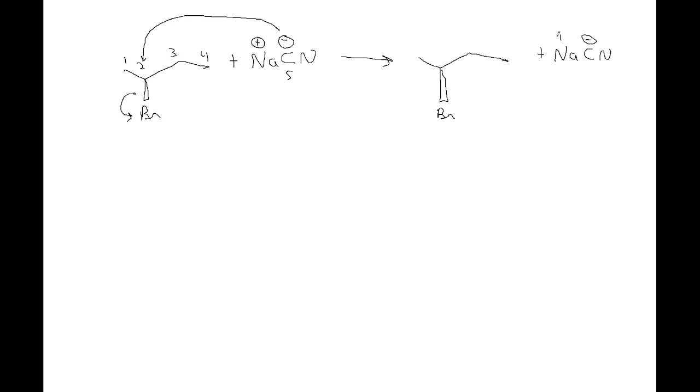So now we need to decide which bonds to form and which bonds to break and which charges to change. Okay, so you form a bond between carbon 5 and carbon 2. And then the bond between the bromine and carbon 2 breaks. And the charge on carbon 5 goes away. And bromine picks up a negative charge.